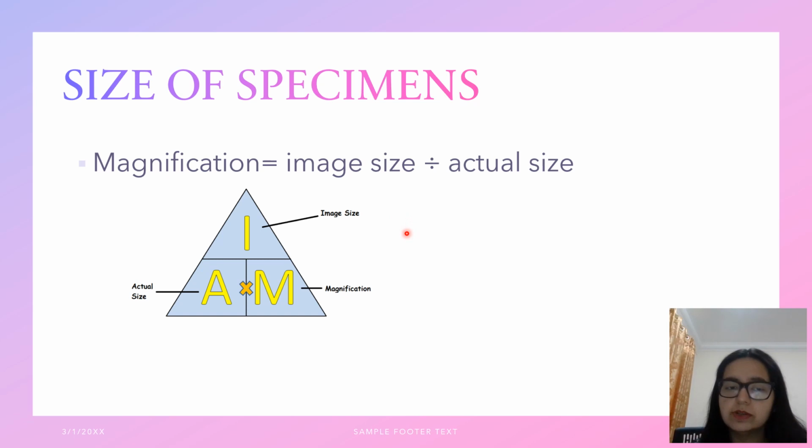So how do we use the formula triangle is that if we have to find the image size, we need to cover it with our hand, and then we can see the actual size multiplied with the magnification will give the image size. And for example, if we have to find the magnification, we need to cover the M with our hands, and then we can see that image size over actual size is giving us the magnification. So this is an easier way. If you remember the formula triangle, you can easily remember the formula.